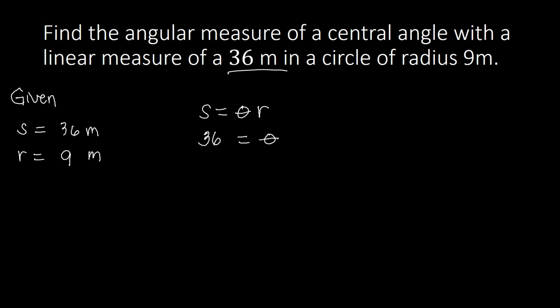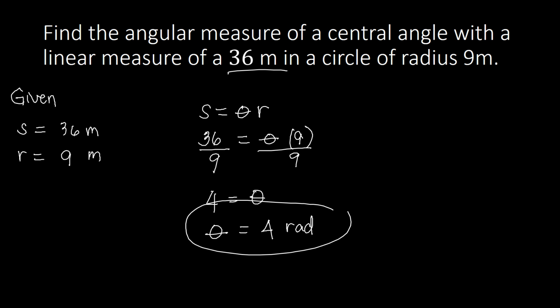So we have 36 on the arc length equal to an unknown angular measure multiplied to our radius, which is 9. So we're dividing this by 9, and so with this one here, 36 divided by 9 is 4. That's equal to the angular measure. So meaning to say our theta will be equal to 4 rad. We may put the rad in there or we may not. That is really fine. So this is how you are going to compute for the angular measure given the linear measure or the arc length, and so with the radius.